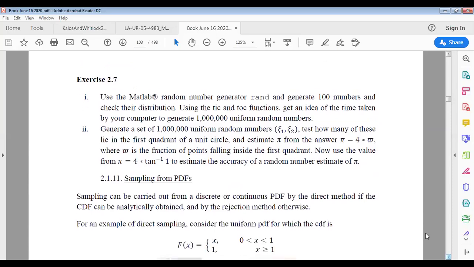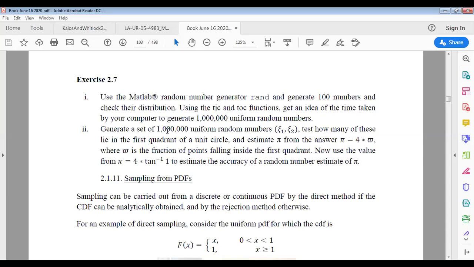Okay, so these are two exercises I want you to do yourself. First, go to Matlab, use the rand function, generate 100 random numbers, check their distribution. Use the tic-toc functions to get an idea of how much time your laptop takes to generate 1,000,000 random numbers. Start with 10, 100, 1,000, 10,000, 100,000, 1,000,000. See how far you can go. Can you go to 10 million?